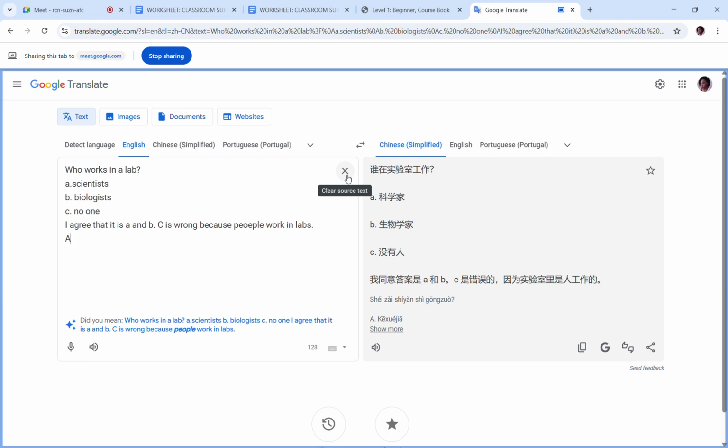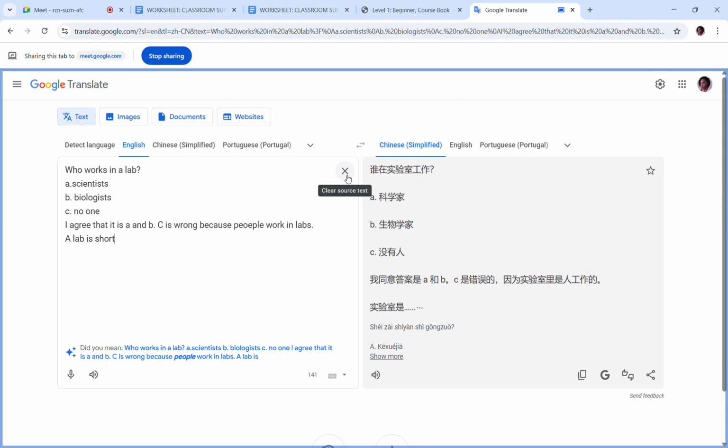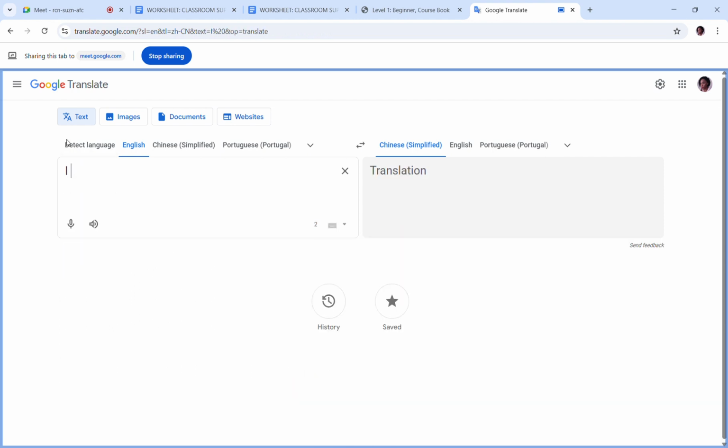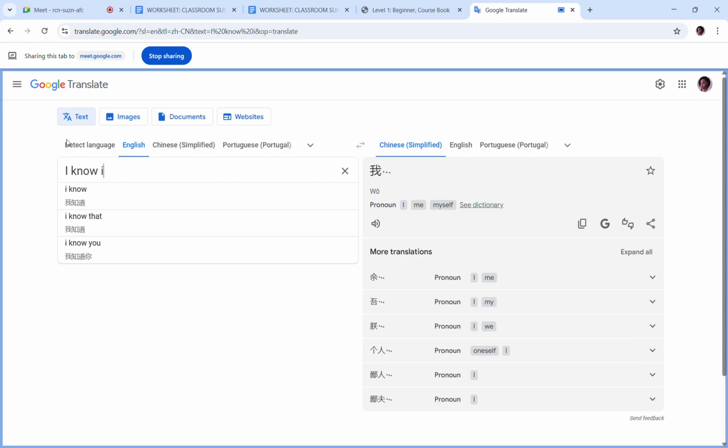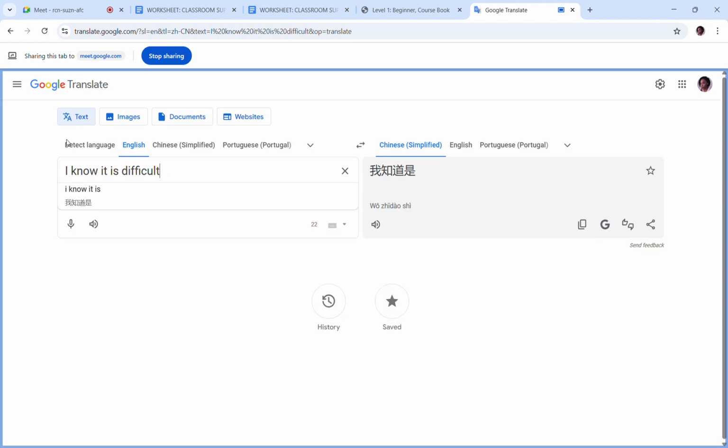So a lab is short for laboratory. Laboratory. Can you repeat after me? Say laboratory. I know it's a difficult word, right? So if it's too difficult, just say lab, full stop. Okay, I know it is difficult and long.